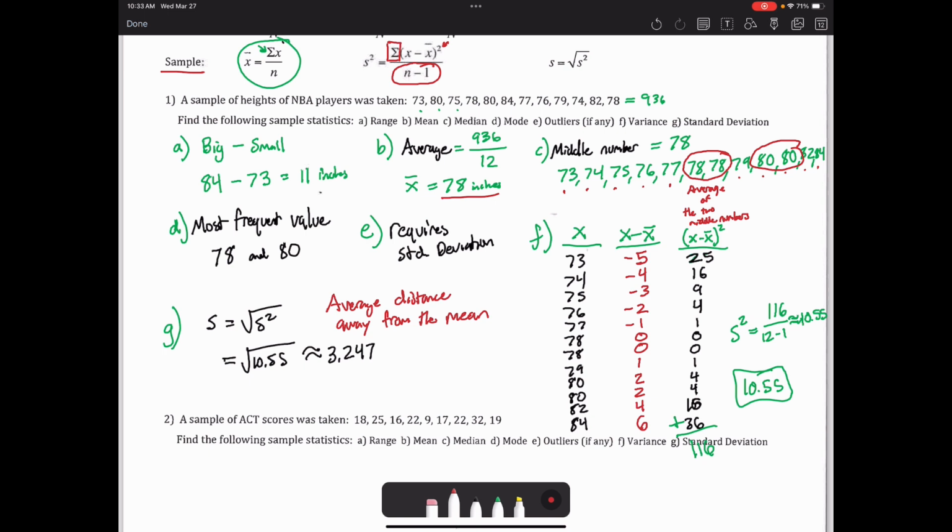Why do we square root? Why is there a square root involved with standard deviation? Because we have to undo the squaring that we did here. As part of my variance formula, I squared all my distances to make them positives, so I eventually have to undo that, and that's why the square root is involved.